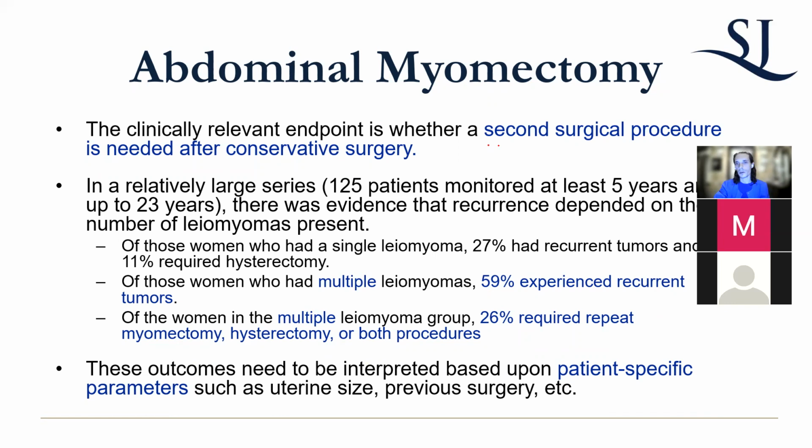But again, you have to consider whether a second procedure is still going to be needed after conservative surgery. What that means is, what's your goal? Because an abdominal myomectomy most certainly will mean that you need another surgery, especially if you're a younger woman, and by younger I mean less than 40.